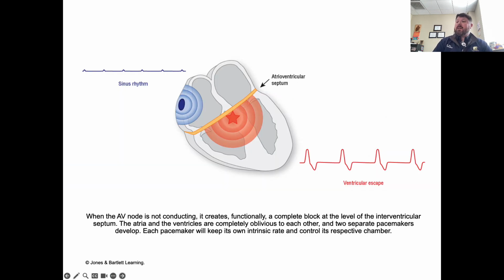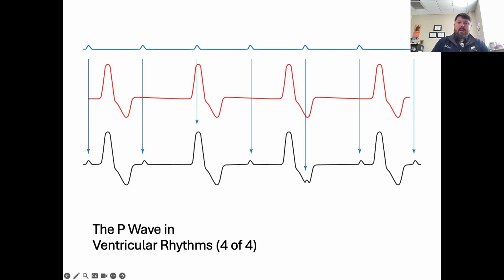When the AV node is not conducting, it creates functionally a complete block at the level of the interventricular septum. The atria and the ventricles are completely oblivious to each other, and you've heard this before in AV dissociation with a third-degree AV block. Two separate pacemakers develop, and each pacemaker will keep its own intrinsic rate and control its respective chamber. This image illustrates that. AV dissociation occurs because there's no coordinated electrical activity between the atria and the ventricles.